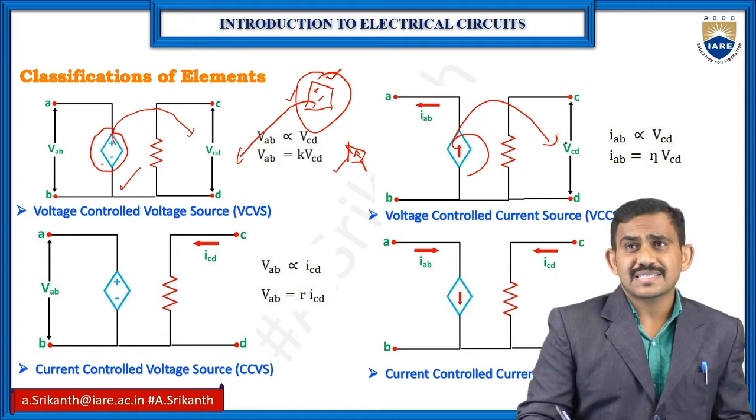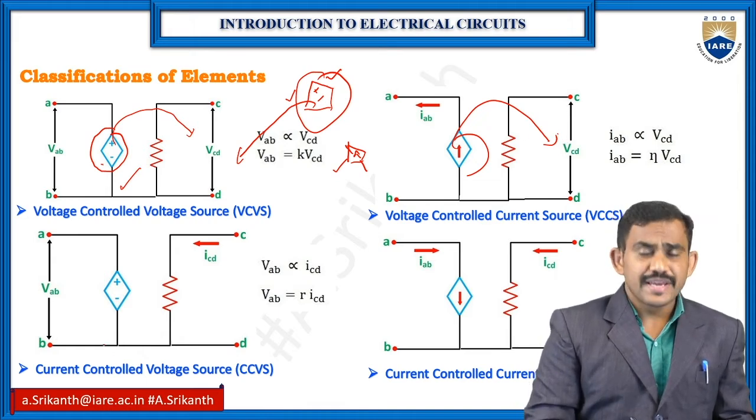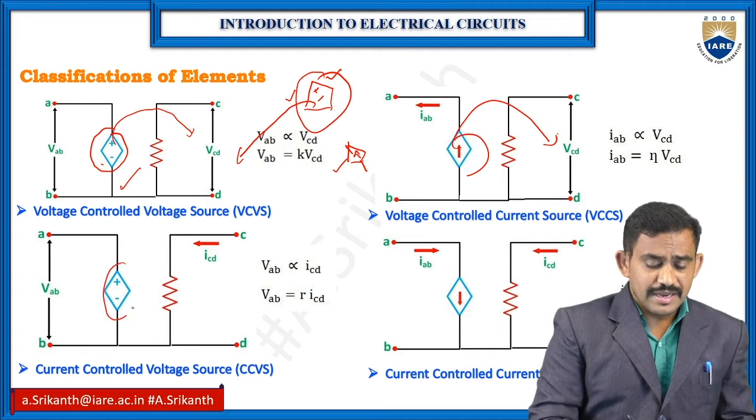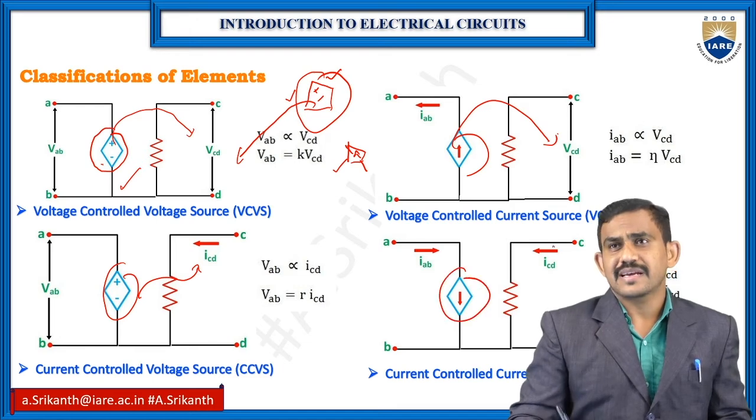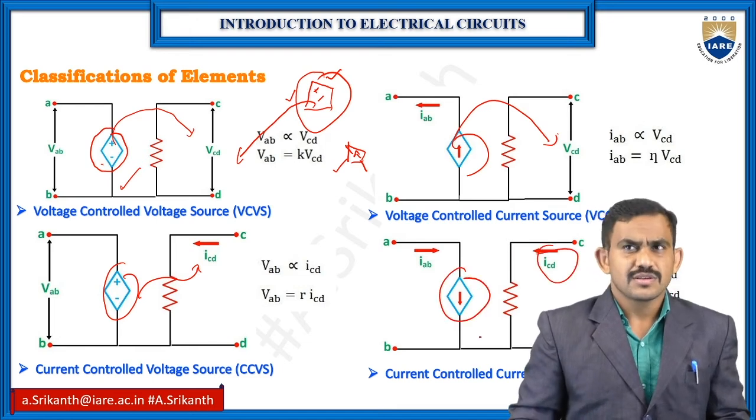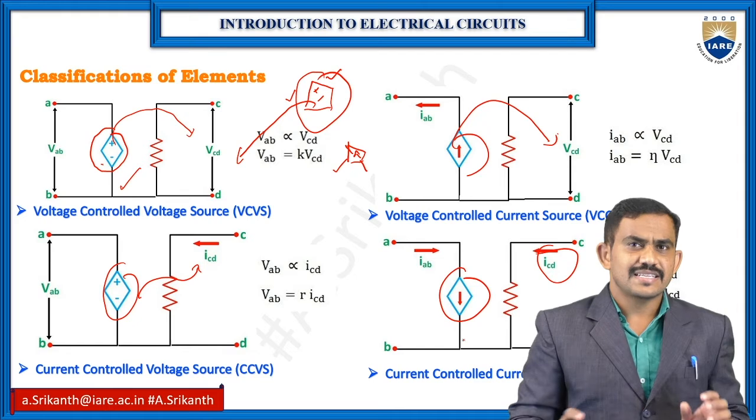So voltage controlled current source. Coming to here, I have the voltage source depending upon current, so this is a current controlled voltage source, and here current source depending upon current, so current controlled current source. So just observe clearly and get the answer.